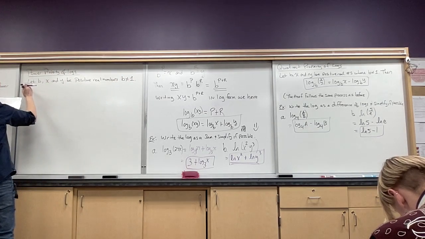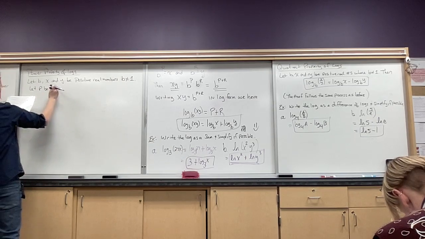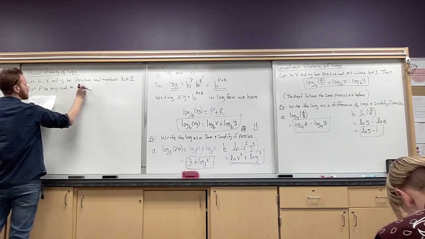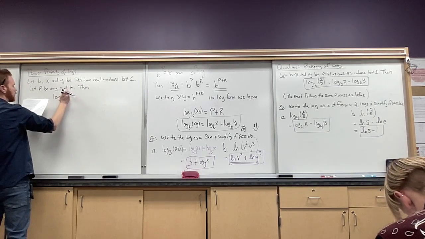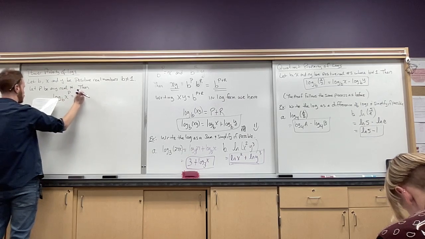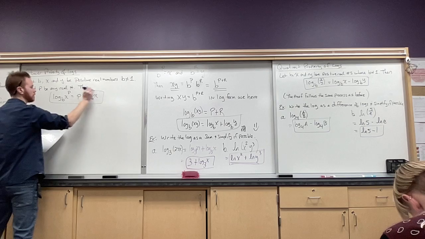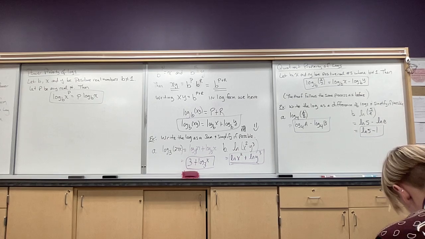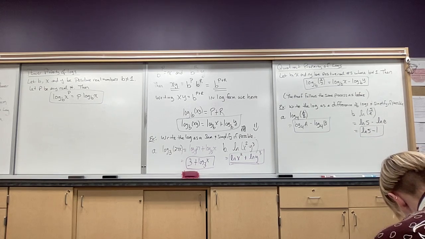Okay. Let p be any real number. Then log base b of x raised to the p power is the same thing as bringing the power out in front of it. Okay? So if you have an argument with an exponent, whatever that exponent is, you can bring it out in front. Okay? And it's equivalent to what it is originally.